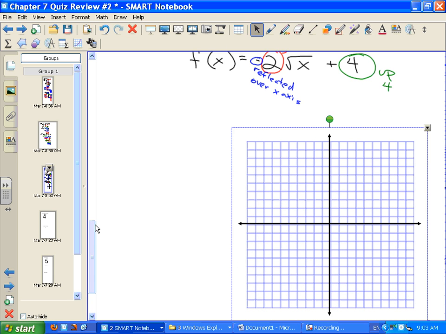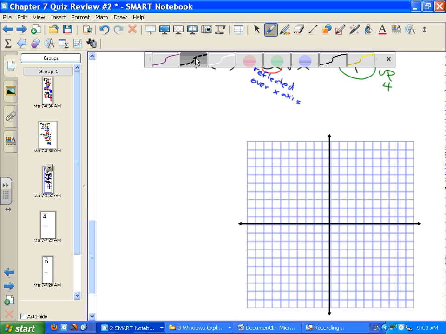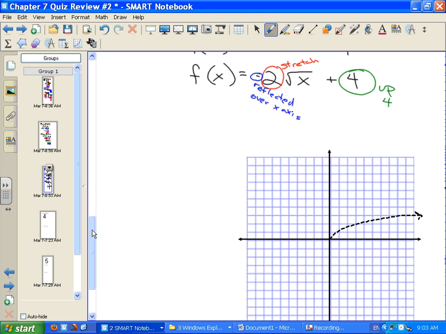Okay, so we know that the original looks like this. Let's see: 1, 1; 2, 4; 3, 9. Okay, looks something like that. All right, so out of these 3 things, which ones do I have to do first? Reflect. Reflections always come first. So instead of being like this, it's going to reflect down here.